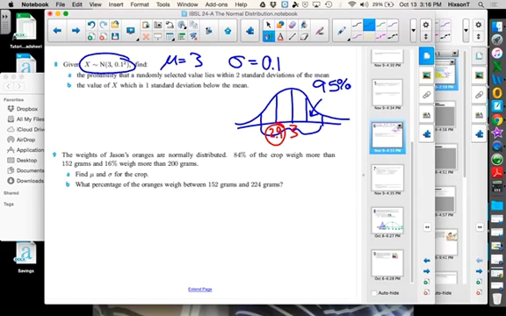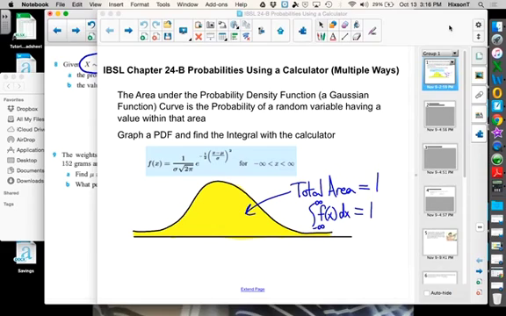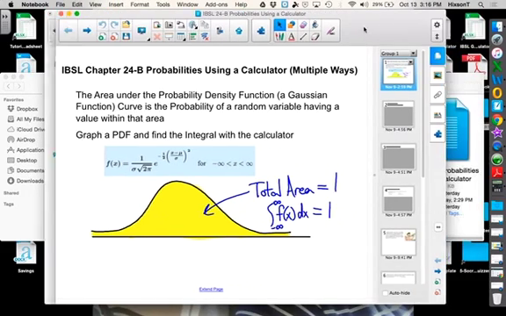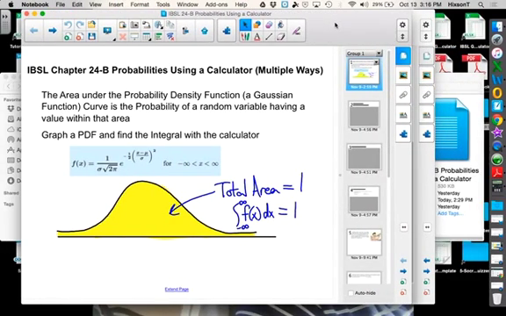Now, like I said a couple times here, we want to use technology here to help us. Okay? We're going to look at a couple of different ways that we can use our calculators to find probabilities using our mean and standard deviation in a normal distribution. Okay? So first of all, get your calculators out. Make sure you have those ready. Okay?